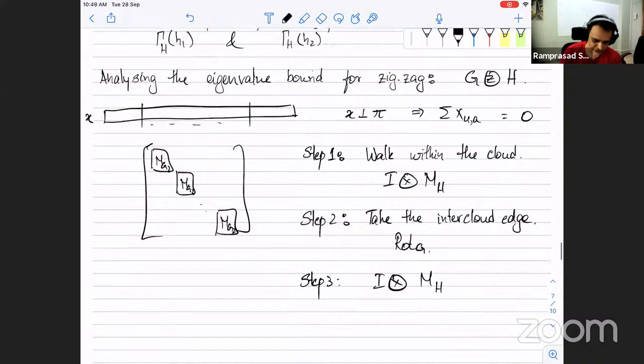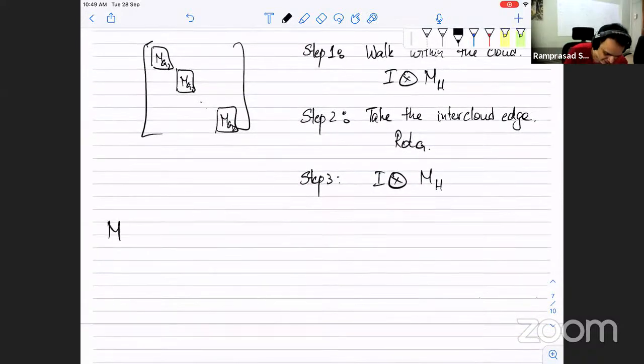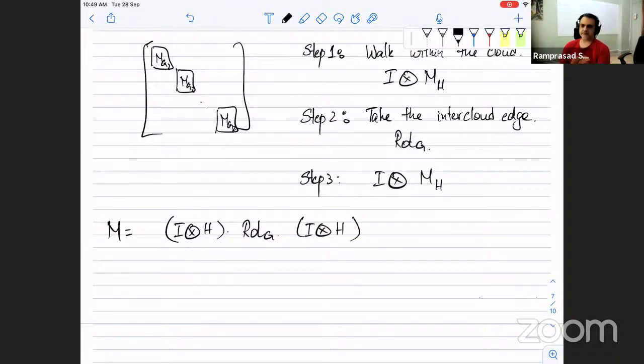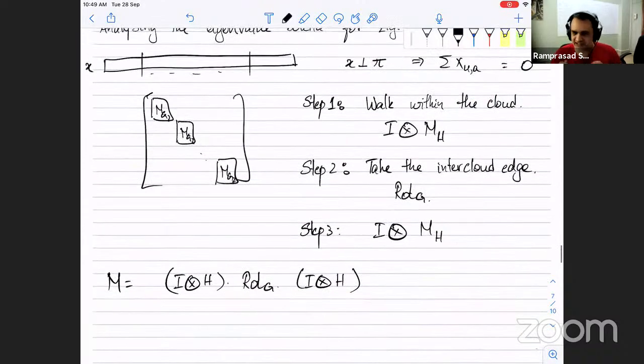The nice thing is that this M now nicely decomposes into the following three matrices. You first take a step in I tensor H, apply the rotation map, and then take a step in I tensor H. This is the matrix that corresponds to the zigzag product. If we can analyze this matrix, it will be helpful, so that's what we are going to do. So far, are things okay? This part takes a little bit of internalizing, and I would like to spend more time on this if it is unclear.